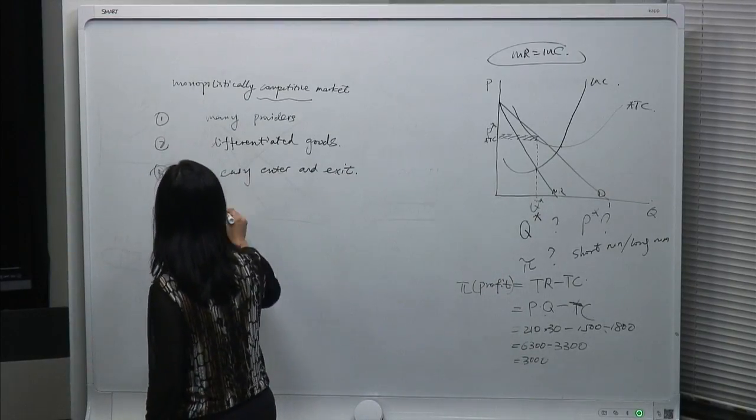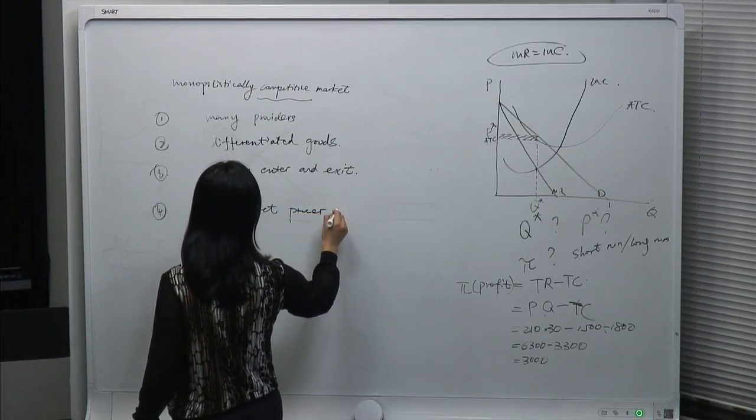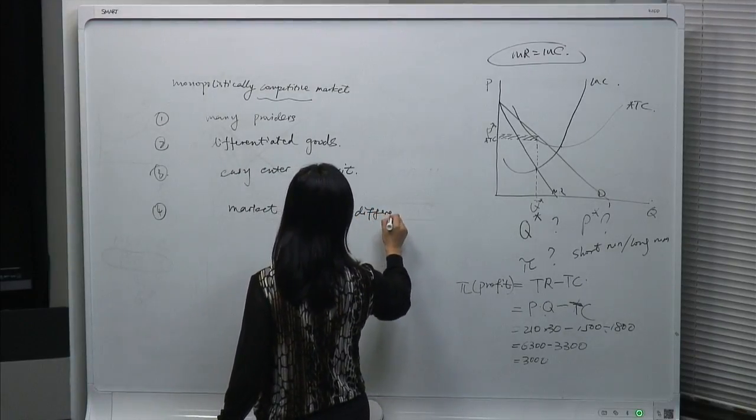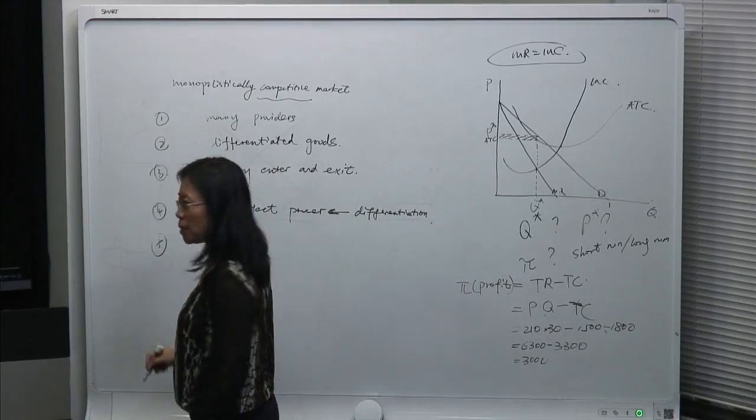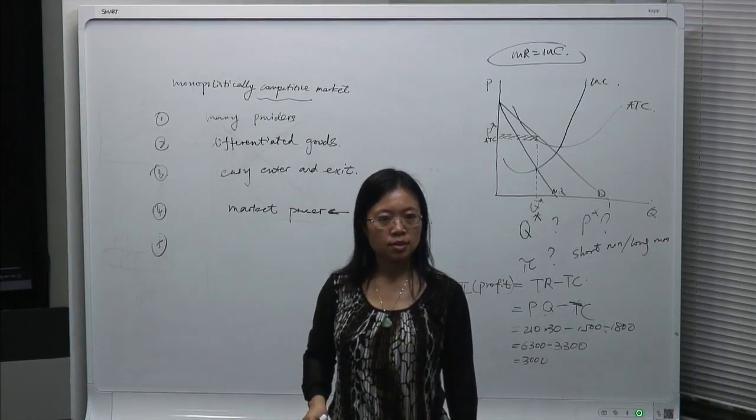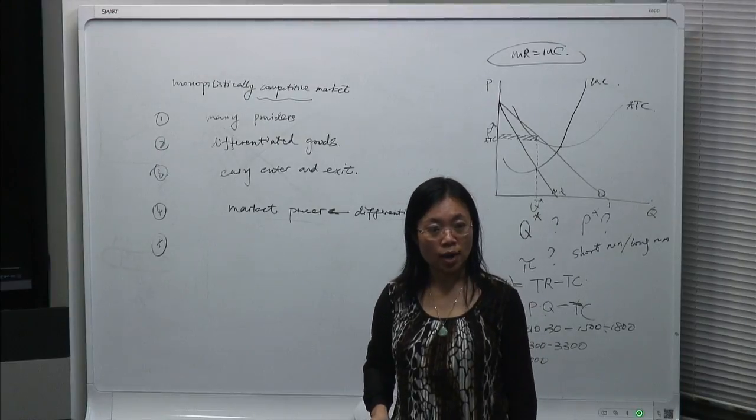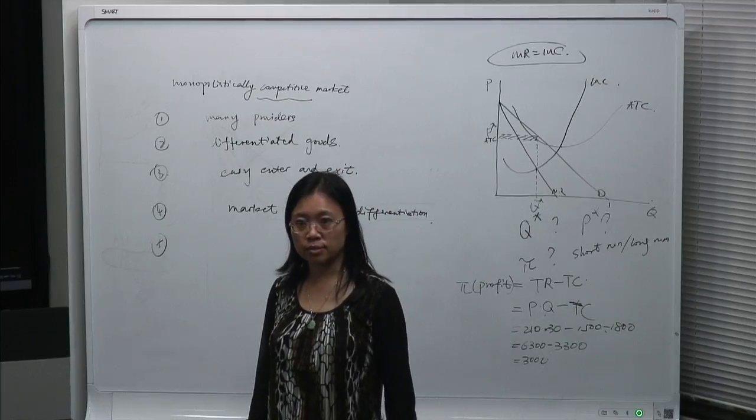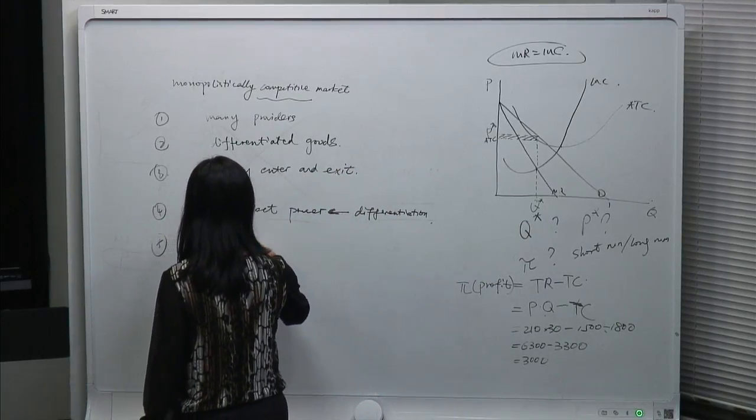The next one is what we call market power. This market power comes from differentiation. And the very last one: what about the price? Are they price takers or price setters? They set their own price, because they are able to differentiate their product, so they are able to set their own price, which is different from others. So they are price setters.